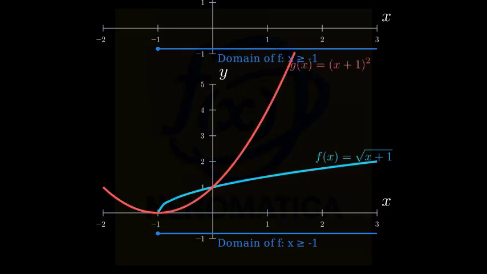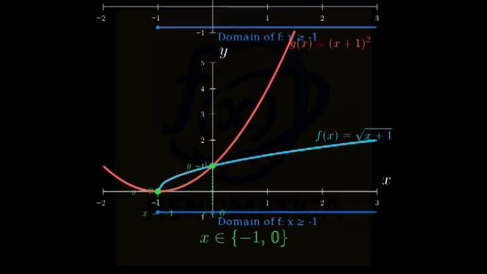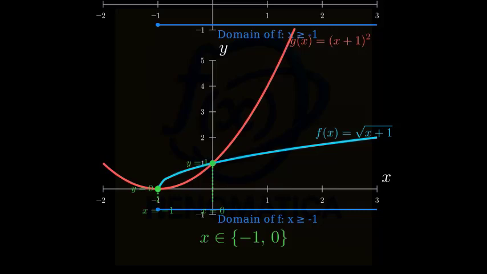We see two intersections, at x equals -1 with y equals 0, and at x equals 0 with y equals 1. So the geometric solutions are x equals -1 and x equals 0.